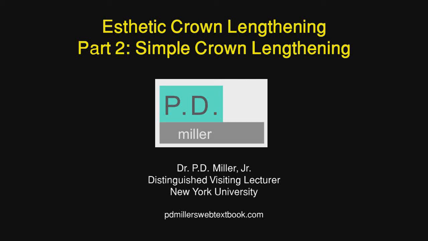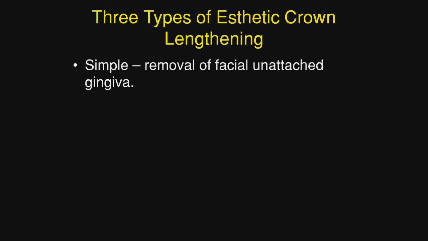Aesthetic crown lengthening, Part 2, simple crown lengthening. There are three types of aesthetic crown lengthening. This is the first. Simple crown lengthening is removal of the facial unattached gingiva. And I want to emphasize the word unattached, and you'll see why that becomes so very important as we proceed with this video.